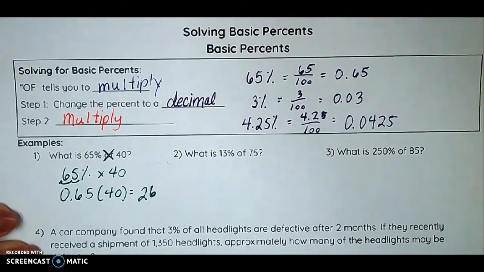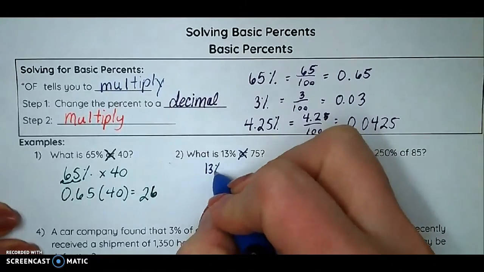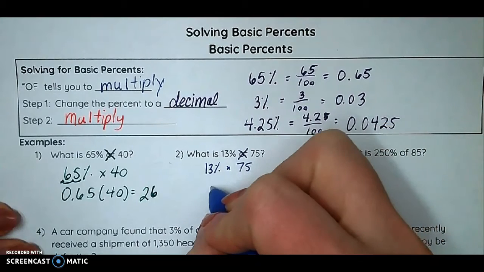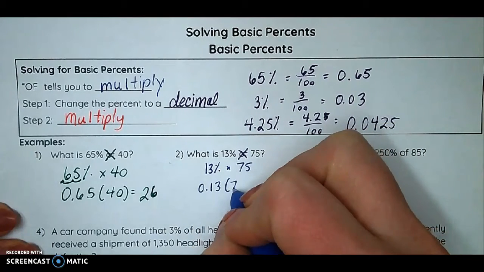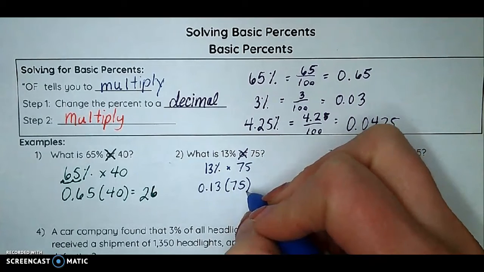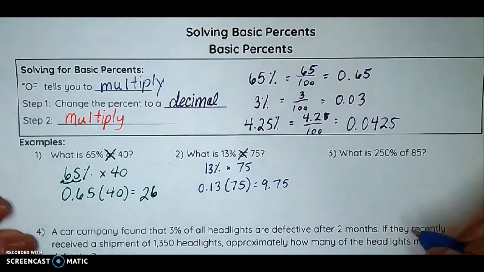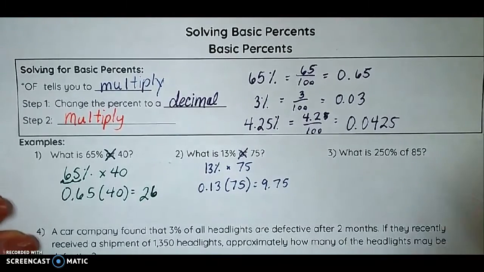Our next one here says 13% of 17. So I'm going to do 13% times 75, rather, not 17. So that would be like 13 cents or 13 hundredths times 75, which gets me 9 and 75 hundredths. And it's okay to have the decimal in your answer. I know some kids that kind of makes them nervous, but it's all right.